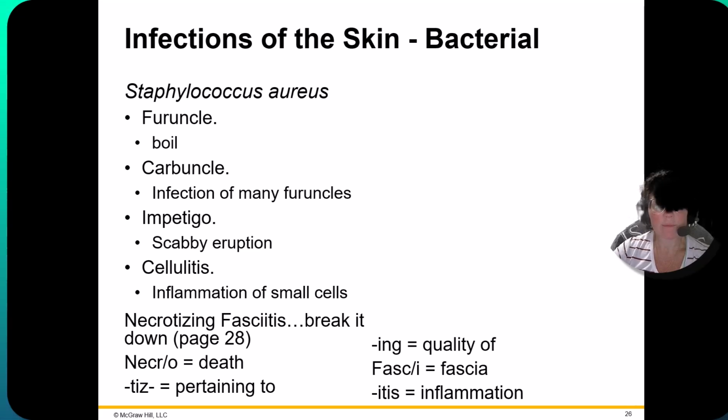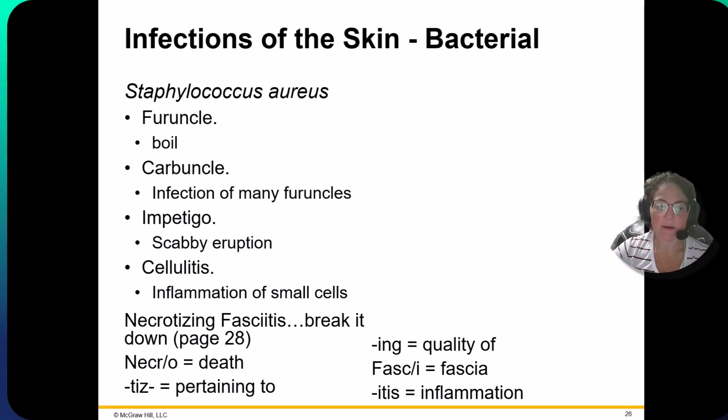And then there's different terms for the lesions that you get from the skin infection. So there's a furuncle, a carbuncle, impetigo, and cellulitis. Take a look at cellulitis. Break it down. Itis means inflammation. That's your suffix. Cellule means small cells. So putting it all together, it's an inflammation of small cells.